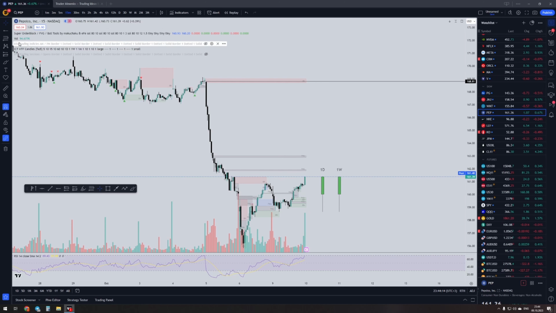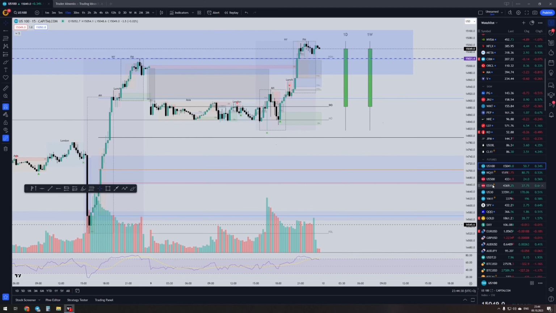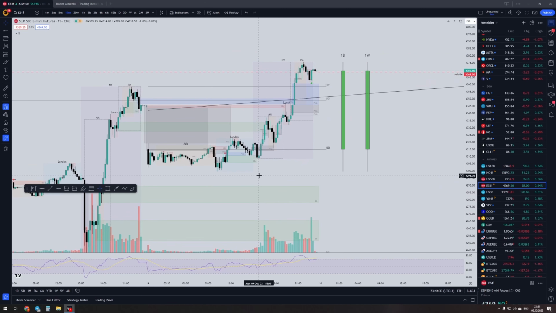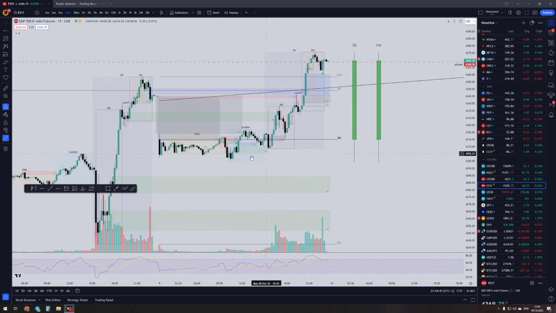Unfortunately, I cannot share them. These indicators show sessions. Sessions are very important for indexes and currencies. Sometimes for crypto, but more for the Forex market and indexes, because there are plenty of strategies that require these time levels, because time is the most important thing in trading, because everything is based on time.